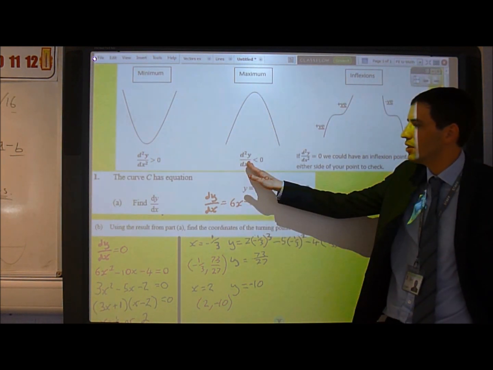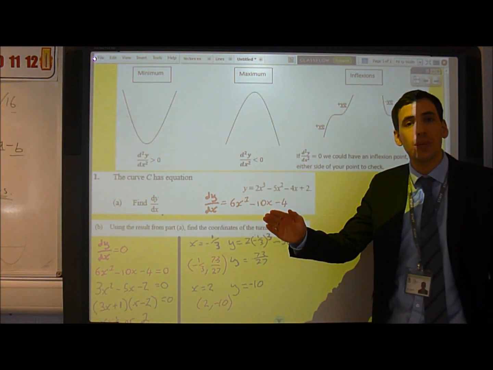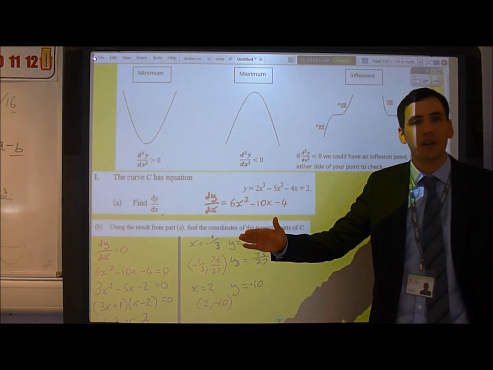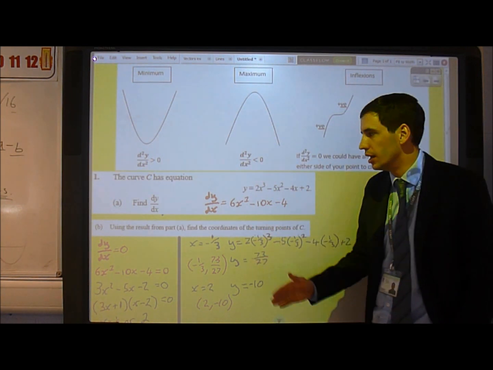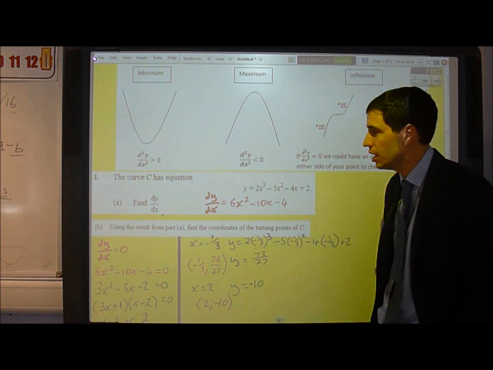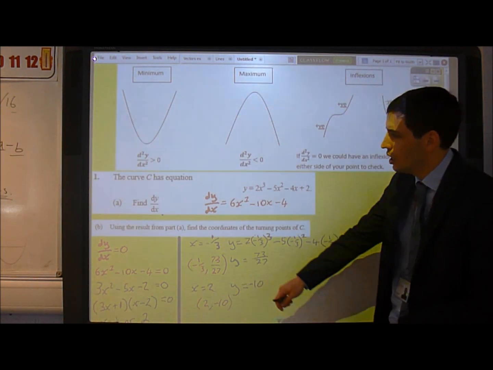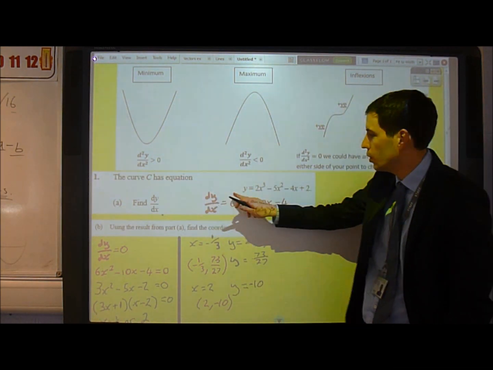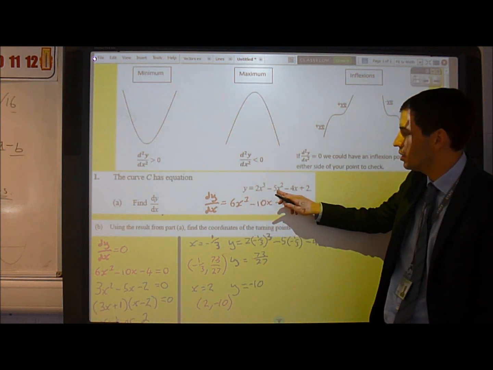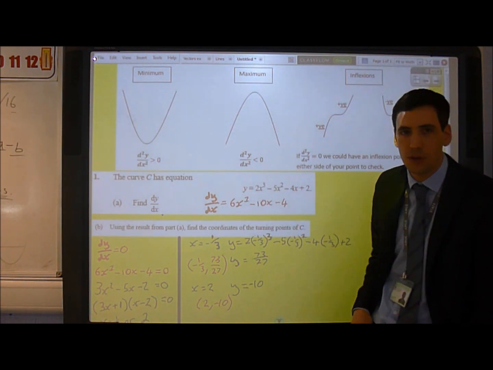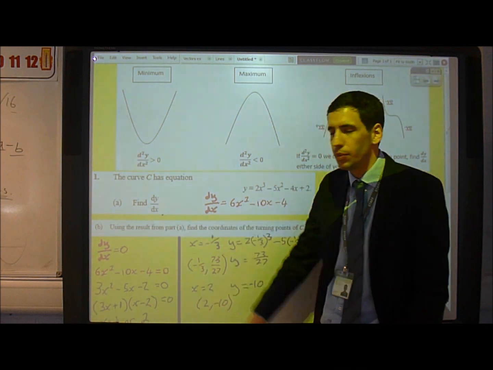And if you ever get in that situation, don't worry, you can just find a point either side of your gradient, see what's happening, do a sketch. And what do we mean by second differential? It means differentiate once to find the gradient, differentiate again to check what type. So how does that look in practice? Well, here we've got an exam question. It says the curve C has an equation y equals 2x cubed minus 5x squared minus 4x plus 2. Part A, find dy dx.